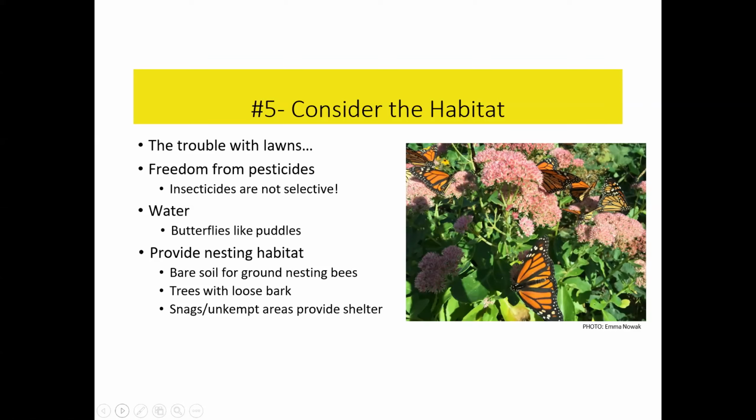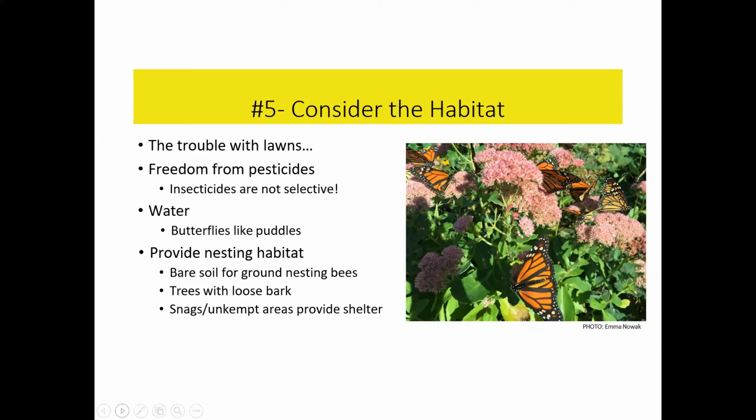Pollinators need freedom from pesticides. When you have some aphids feeding on your pepper plants and you spray an insecticide to kill those aphids, that insecticide doesn't go out there and target those specifically. It's going to kill any insect it comes in contact with. Insecticides are not selective. So when you use these products, you're killing beneficial insects in addition to the nasty ones that you want to get out of your garden.